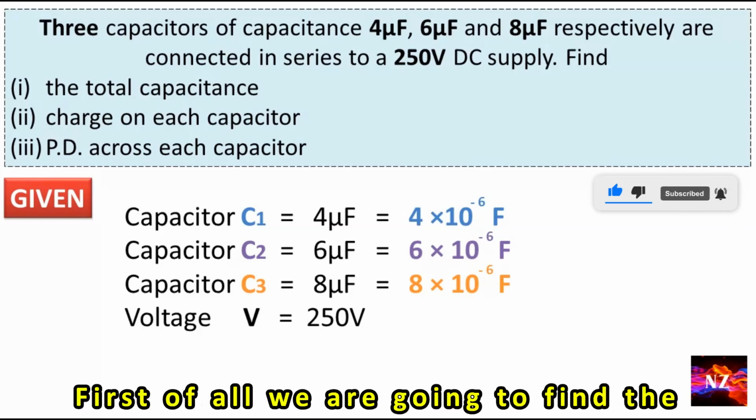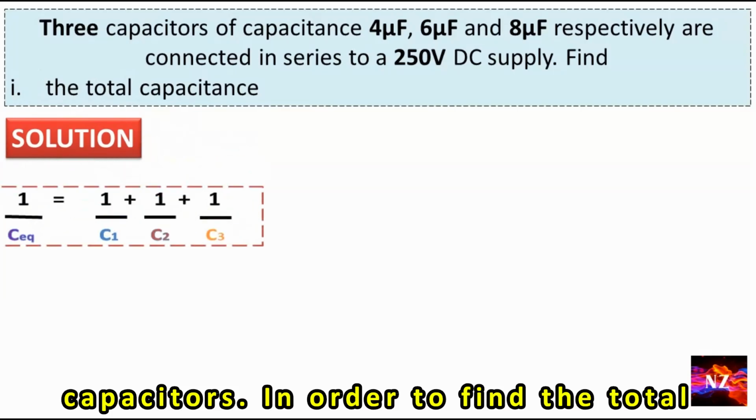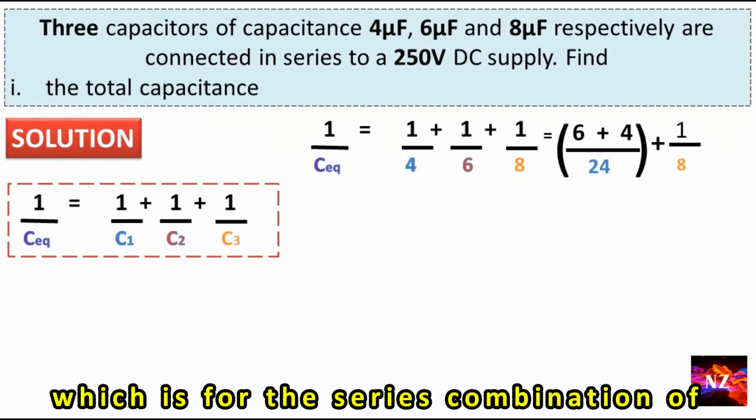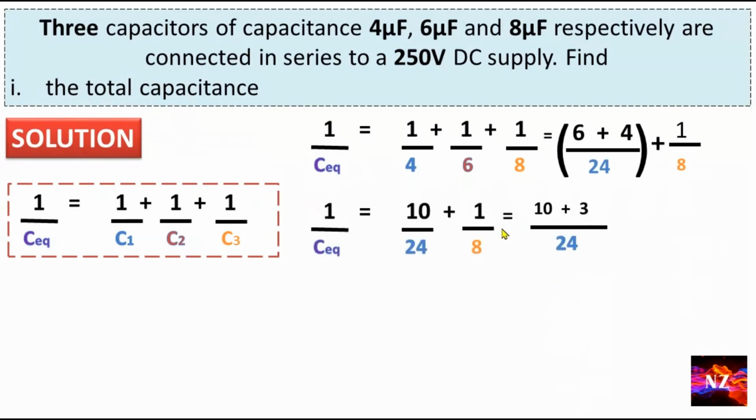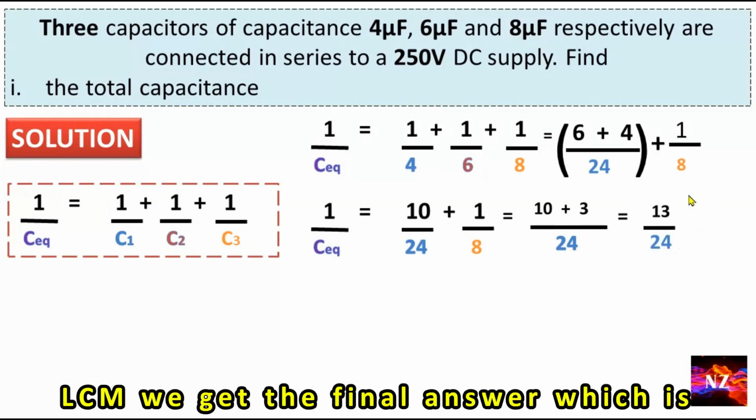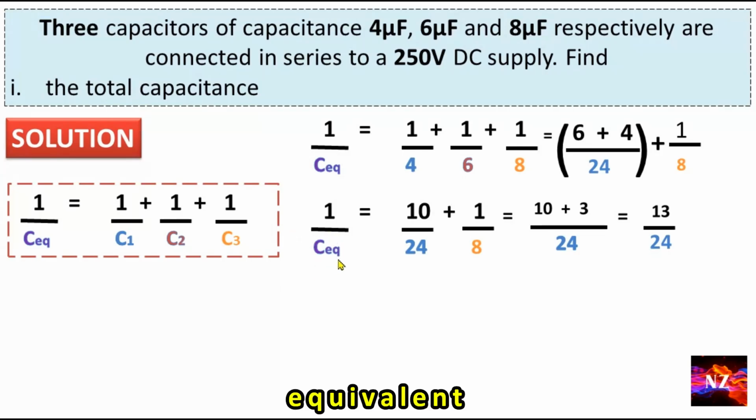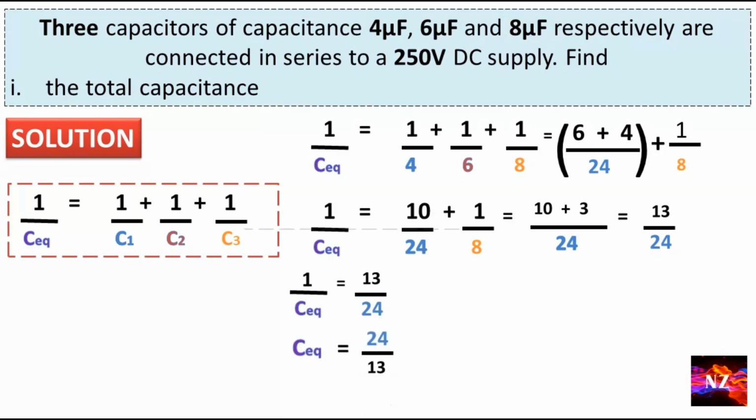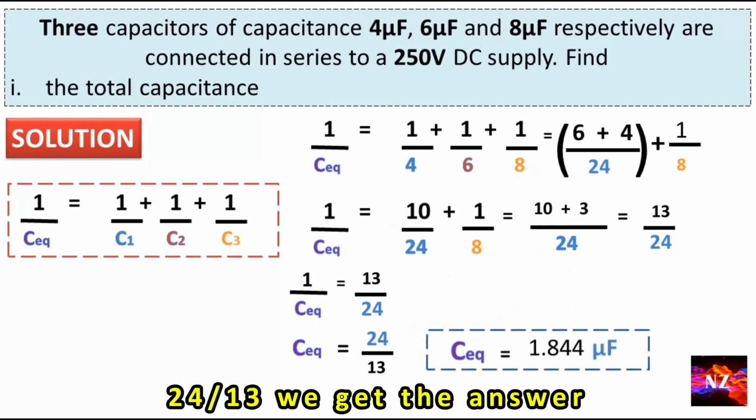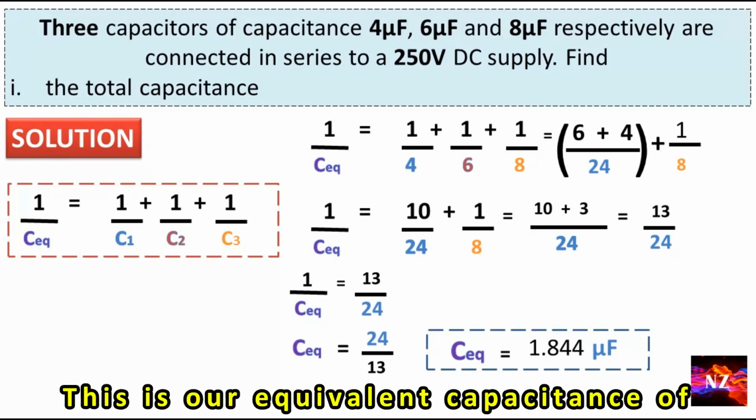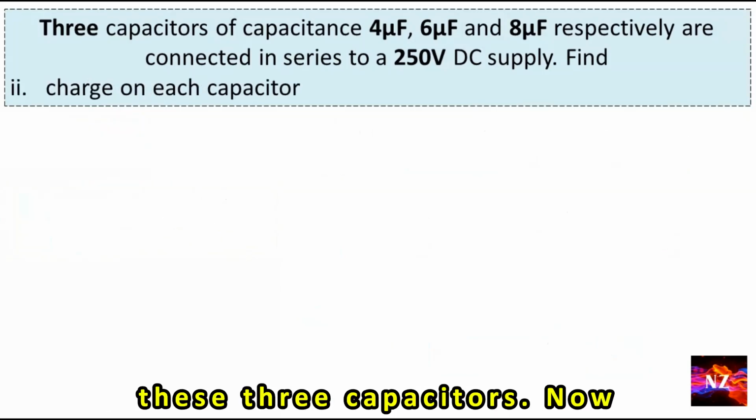First of all, we're going to find the total capacitance of these three capacitors. In order to find the total capacitance, we will apply the formula for the series combination of capacitors, and by putting the values, by adding all these things, by taking the LCM, we get the final answer, which is 13 by 24. This is not our final answer. In order to find the equivalent capacitance, we would have to take the reciprocal of this. So by taking the reciprocal 24 by 13, we get the answer 1.844 microfarads. This is our equivalent capacitance of these three capacitors.